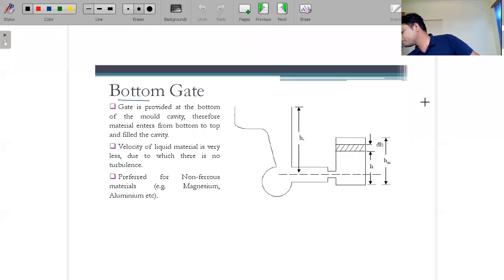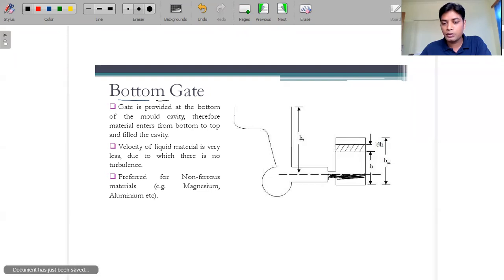So, bottom gate. Here, this figure is like this, but you have to consider a little correction in this figure. Actually, this figure should look like this. This portion is not a part of this. This bottom black portion is not a part of this.